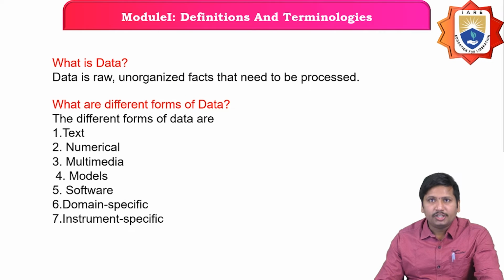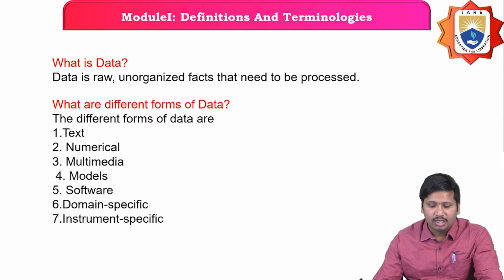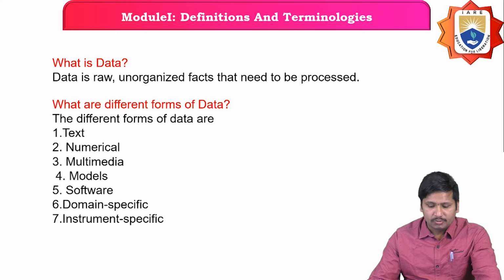So what is data? The definition is that data is raw, unorganized facts that need to be processed. And the second question is: what are the different forms of data? The different forms of data are text, numerical, multimedia, models, software, domain specific, and instrument specific.